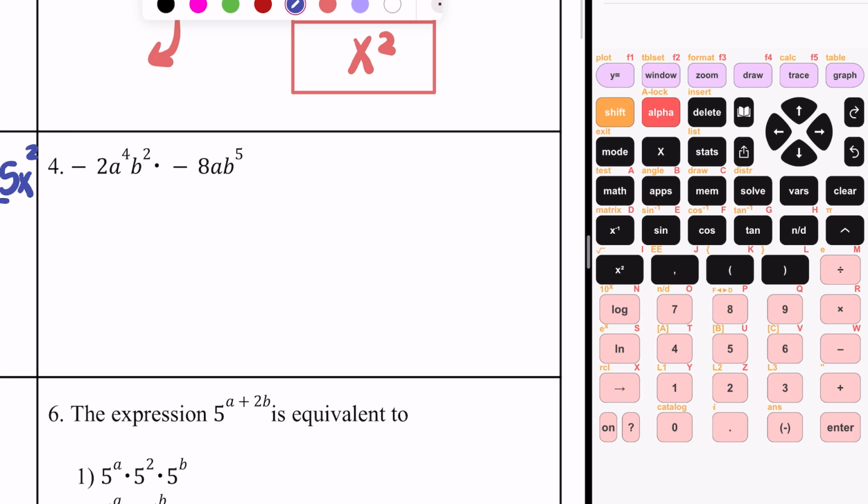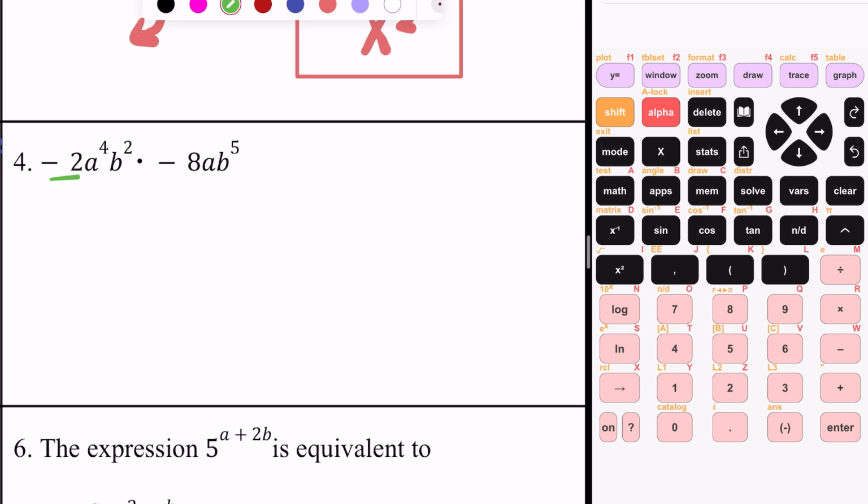This is another example of product rule. Here, because these numbers are in front of the variables, they are coefficients, so we can multiply them. -2 times -8 is 16. Then let's look at the a. A to the fourth times a to the first would be a to the fifth. 4 plus 1 is 5.